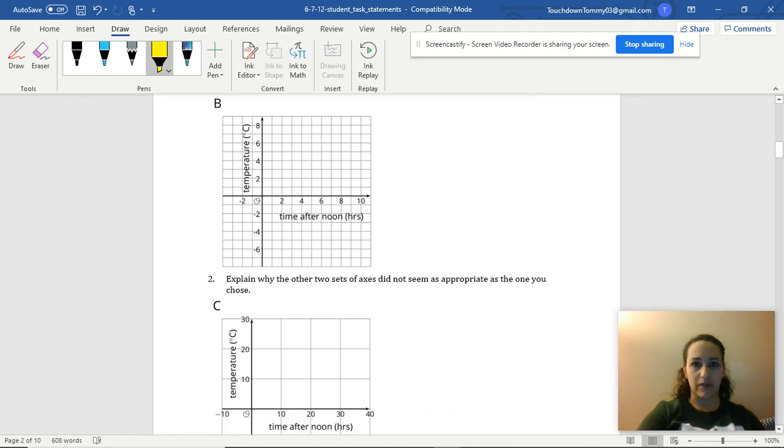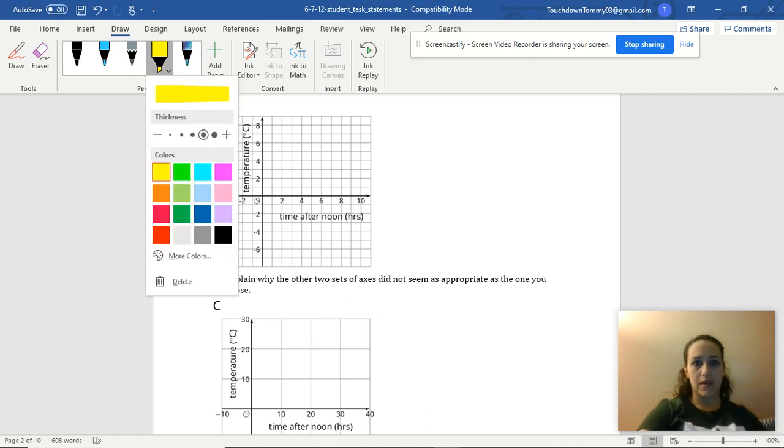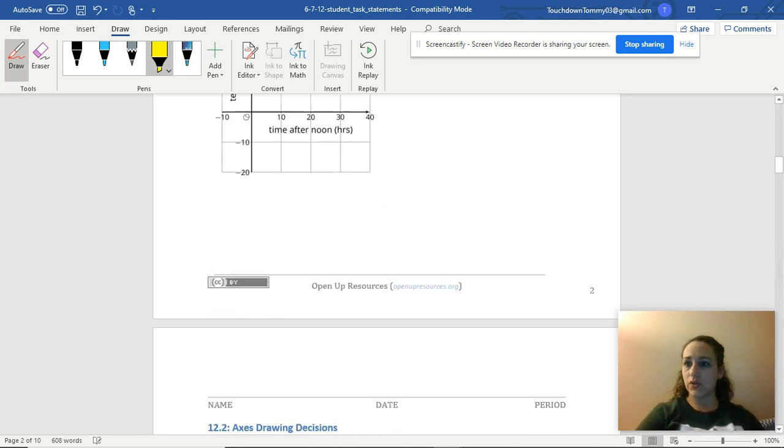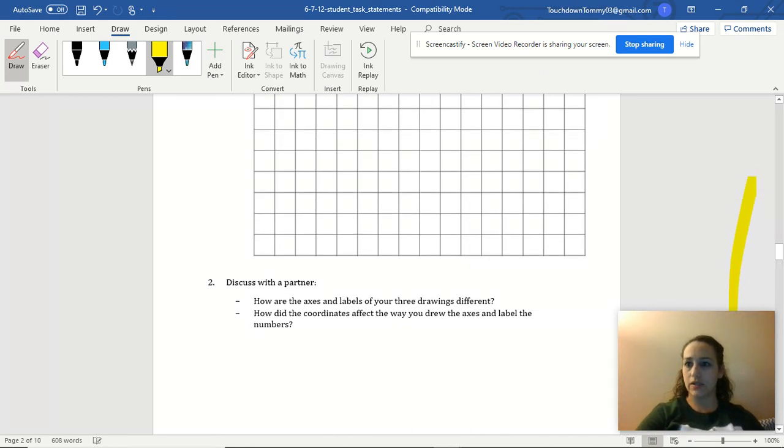Now, this one's definitely a much tinier grid that they've used. I still see time in hours, afternoon, temperature in Celsius, labels look good. But now if I look at the numbers, I'm going from 0 to 10 in my hours and 0 to 8 or 9 in my temperature. And then finally, choice C, if I can scroll, too far.